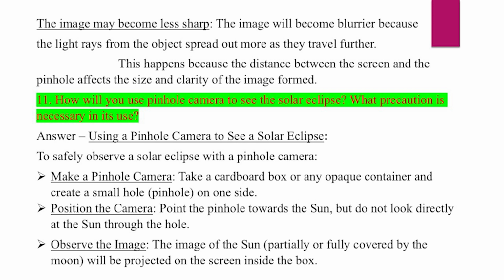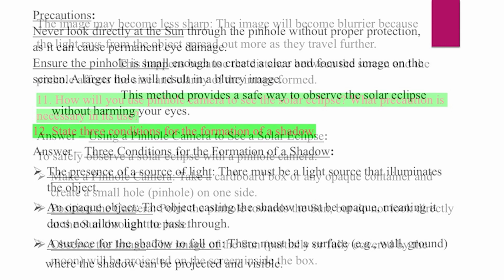11. How will you use pinhole camera to see the solar eclipse? What precaution is necessary in its use? Answer. Using a pinhole camera to see a solar eclipse. To safely observe a solar eclipse with a pinhole camera, make a pinhole camera. Take a cardboard box or any opaque container and create a small hole, pinhole, on one side. Position the camera, point the pinhole towards the sun, but do not look directly at the sun through the hole. Observe the image. The image of the sun, partially or fully covered by the moon, will be projected on the screen inside the box.